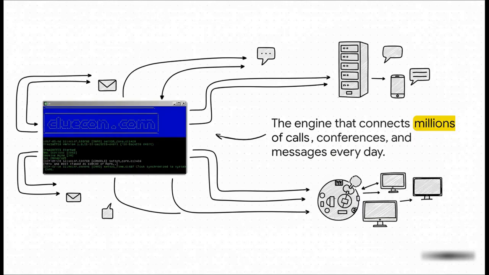And here it is. This is what that engine actually looks like when it fires up. Yeah, it's a command line interface, but don't let that fool you. This is the heart of a system that connects millions upon millions of calls and messages every single day. And it can run on pretty much anything, from massive servers in a data center all the way down to a tiny little Raspberry Pi.